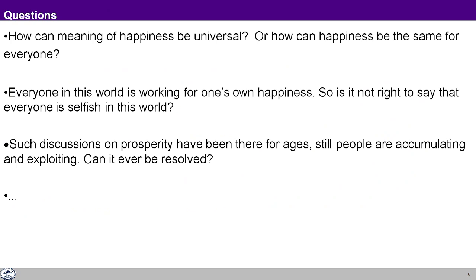Certain questions are usually asked: how can the meaning of happiness be universal, or how can happiness be the same for everyone? Try to understand harmony at all levels. That is called happiness. Happiness is universal. Everyone in this world is working for one's own happiness. So is it not right to say that everyone is selfish in this world?